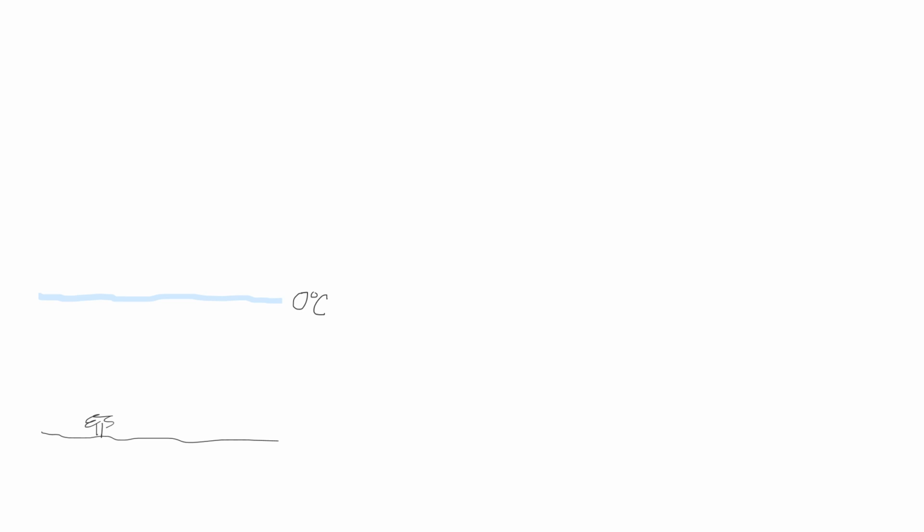So here I have a cross-section of the Earth, and I've also shown the 0 degrees isotherm. So this is the elevation above which temperatures are below zero. We know that it gets colder as we go up due to adiabatic cooling.